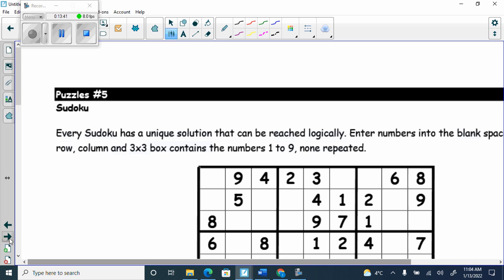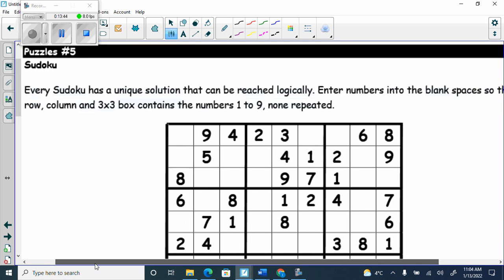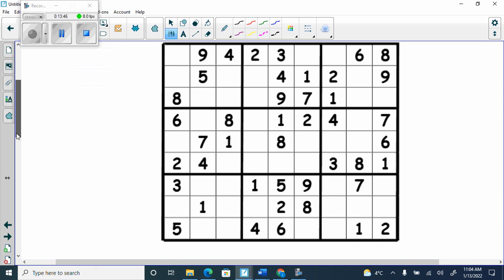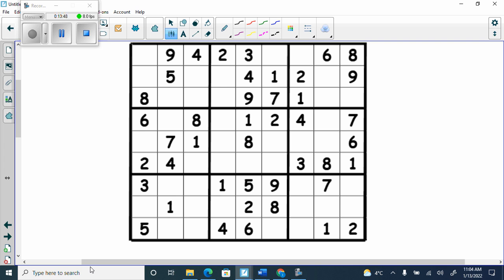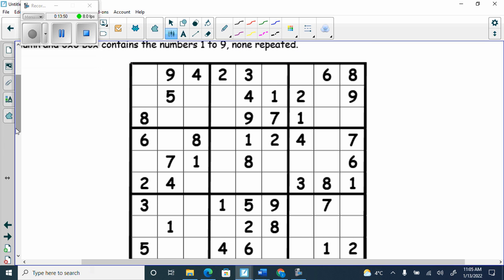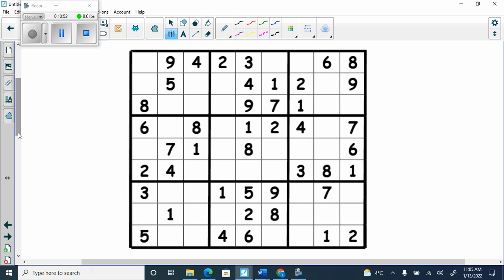It's kind of similar. Sudoku. Every column, every row can have each number once. No, we can work together on it. What can I do?